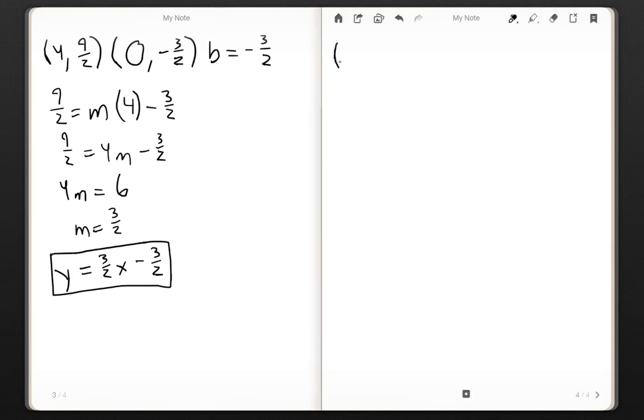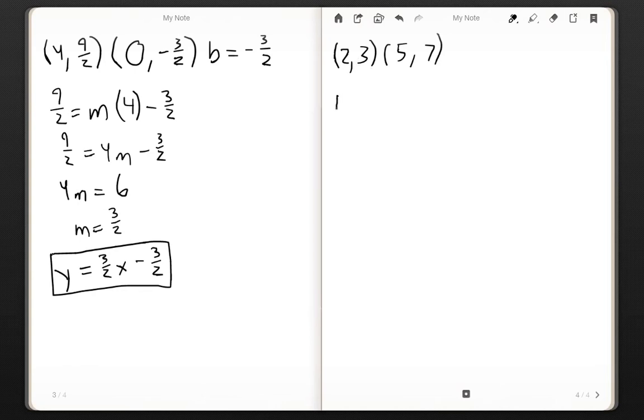Okay, let's stick with the giving you 2 points thing. But this time, neither of these is the y-intercept. So here's the way we can do this. For this one, the first thing we want to calculate is slope. So how do we find slope?